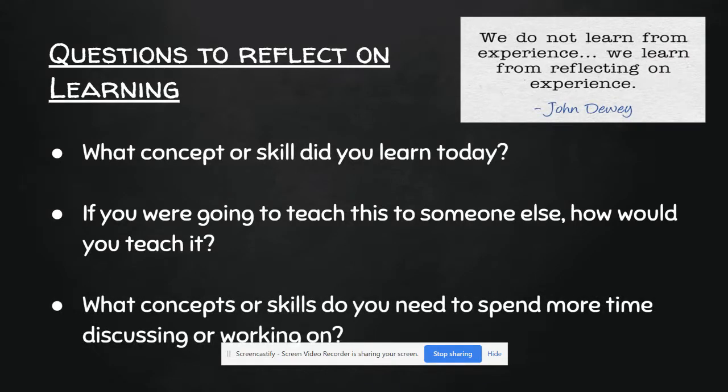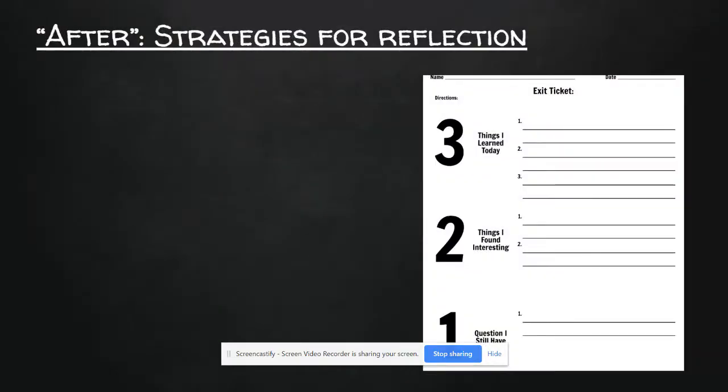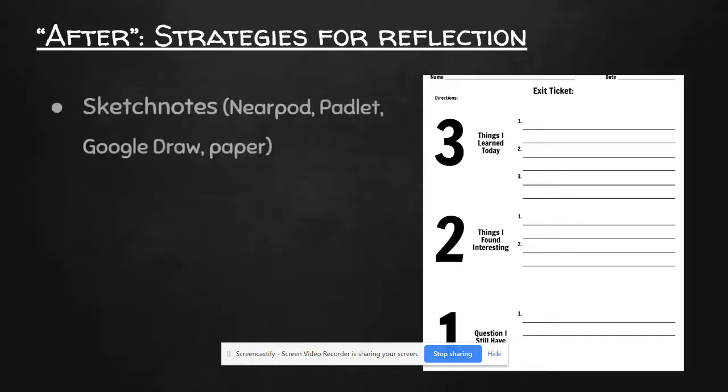And then we could also ask, what concepts or skills do you need to spend more time discussing or working on? So really working on that metacognitive skill for students to think about their own thinking, their own learning. So some strategies we can use for reflection are having sketch notes. So kind of like what we talked about before, or assessing prior knowledge, just having kids write out, draw out what it is they learned.